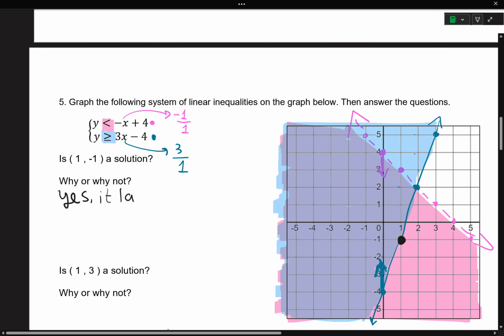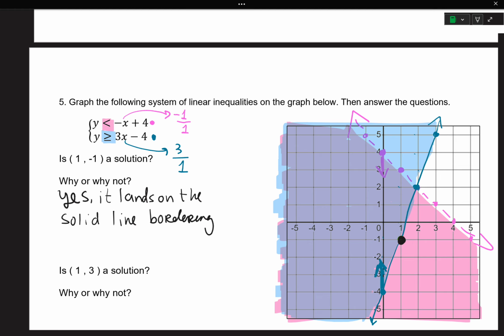it lands on the solid line bordering the overlapping area.